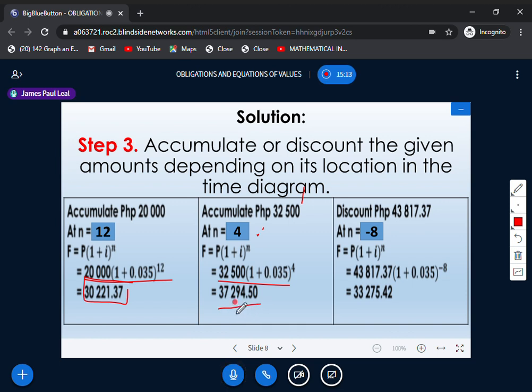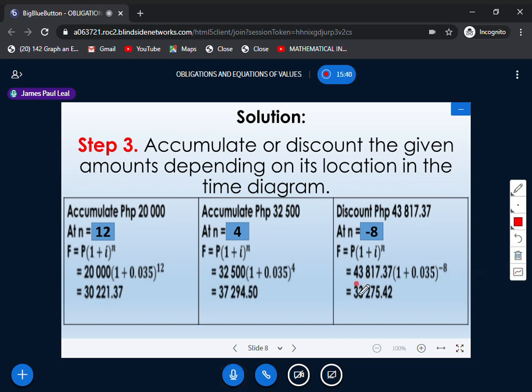If you're going to input all the data in your calculator, you will have 37,294.50. And for the third condition, your n will be equal to negative 8 because it talks about the past. That's why you have your negative 8. And your P is 43, as what we computed, right? 1 plus your i will be 0.035, the same, raised to negative 8, so that will be your n.